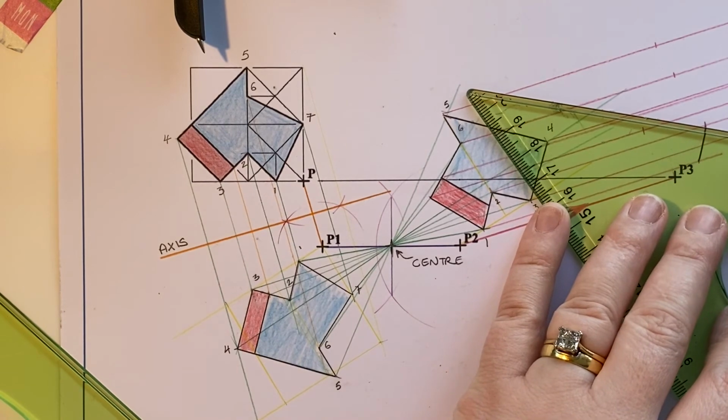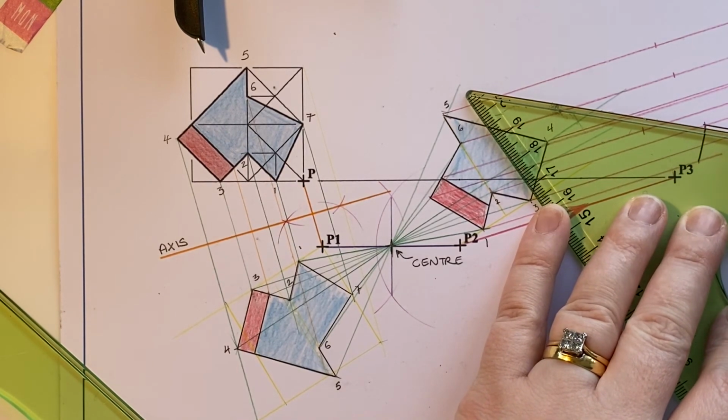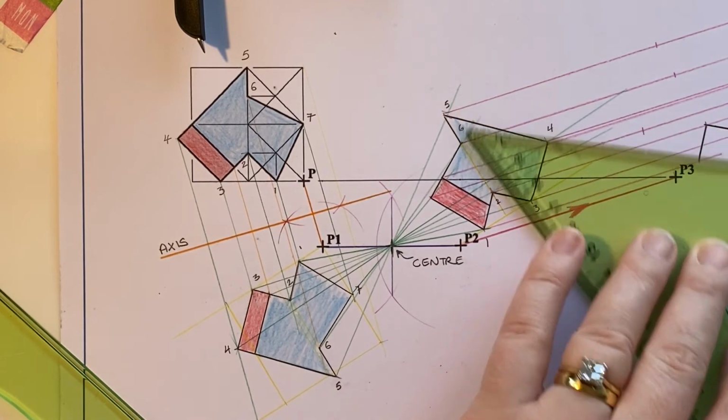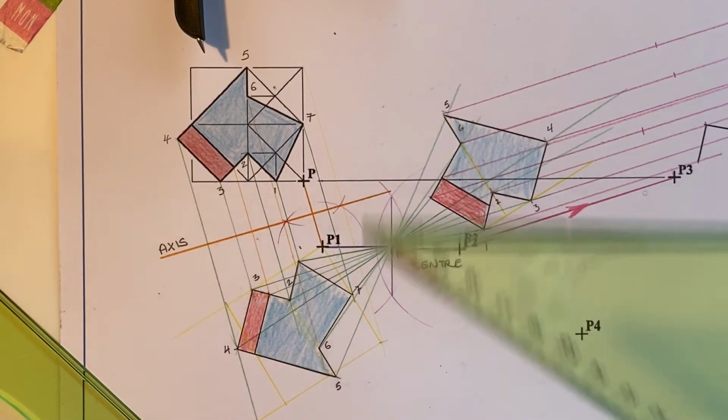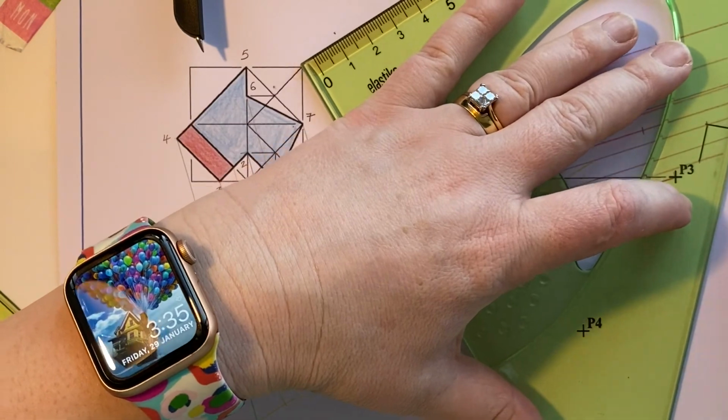Now remember, the shape won't twist or do anything. It's literally like cutting it out of the paper and sliding it. 2 to 3, 3 to 4.